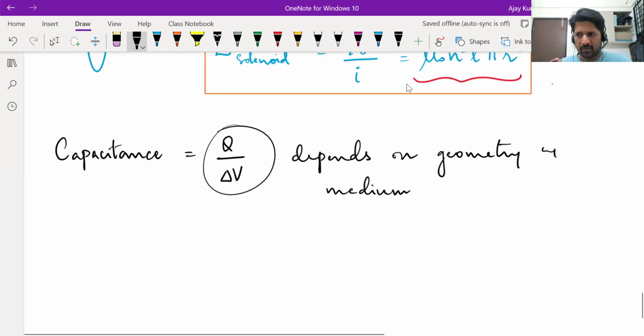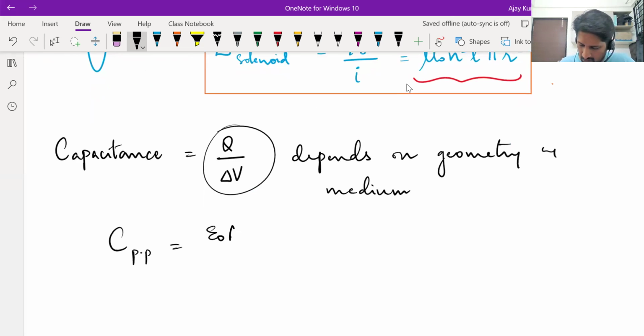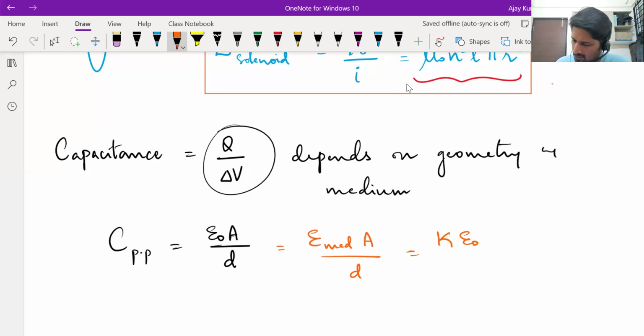For example, the capacitance of a parallel plate capacitor is epsilon naught A divided by D. Epsilon naught is permittivity of free space, vacuum. If it is completely filled with a dielectric, it becomes epsilon of that medium into A divided by D. Or you can write it as dielectric constant into epsilon naught into A divided by D, when the parallel plate capacitor is completely filled with a dielectric. We know this. So look at the factors on which it depends: the medium, and area and distance between the plates, which are geometrical factors. So it depends on the medium and the geometry.